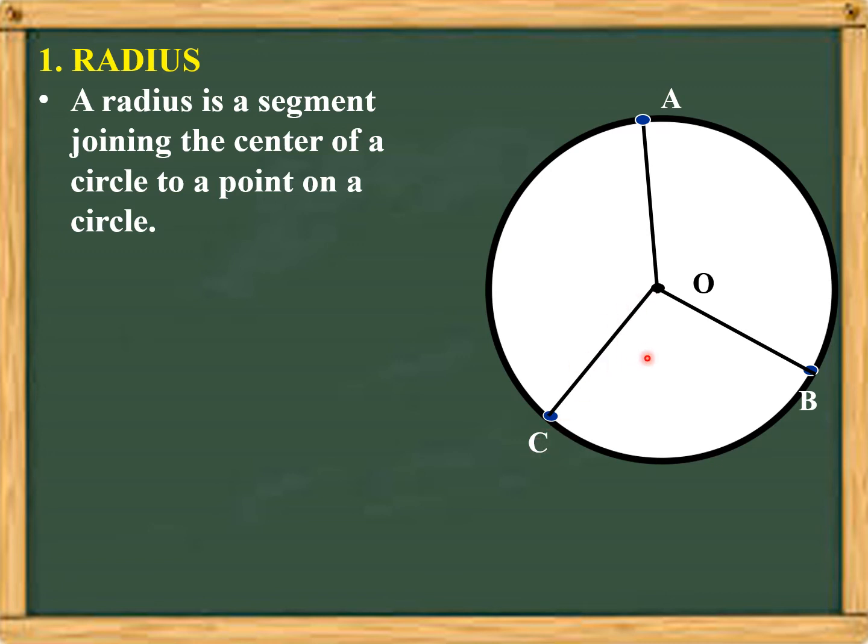Again, when it comes to radius, ibig sabihin from the center to another point on a circle. So our example here, we have segment AO, segment BO, and segment CO. This is segment AO. This is segment BO and this is segment CO. So this is radius.